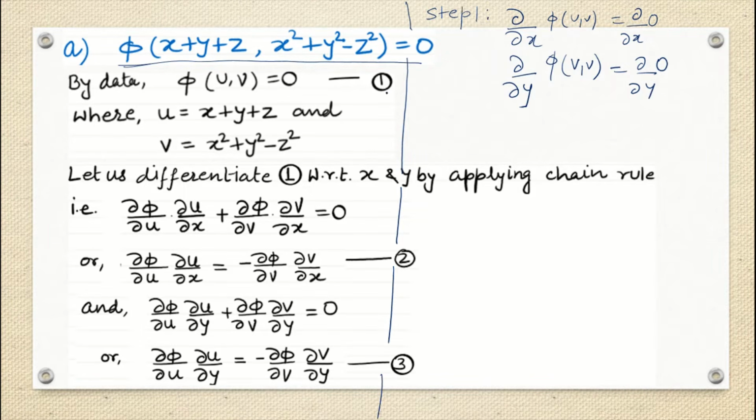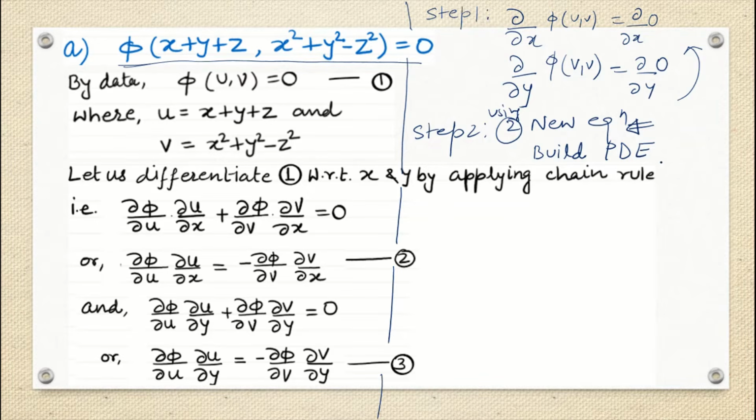And the second step will be what? We will be getting two new equations, correct? We just have to deal with these two new equations that we get after finding these partial derivatives. Then we will be rearranging these two new equations, so we will be building the PDE. Fine. So now we will be starting our step number 1.